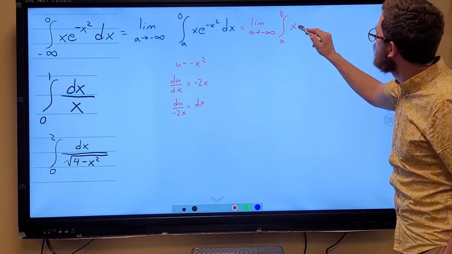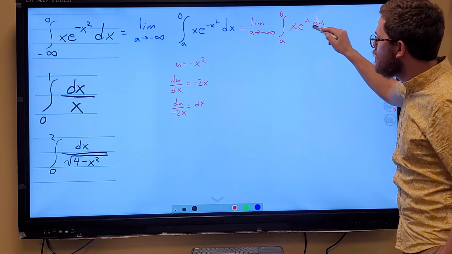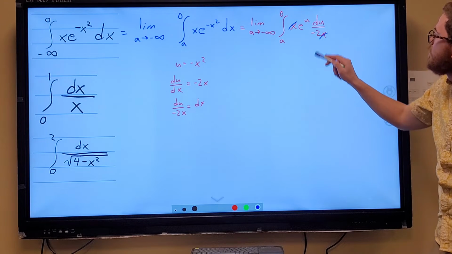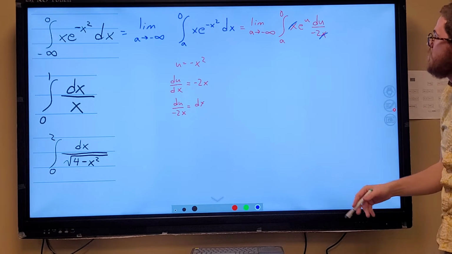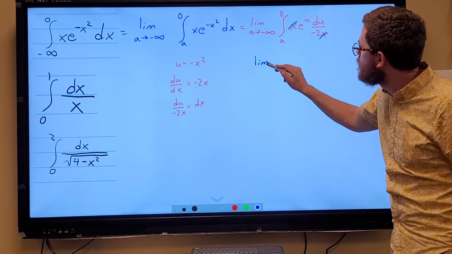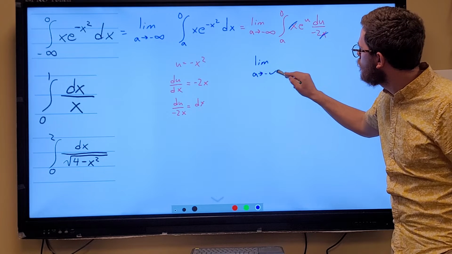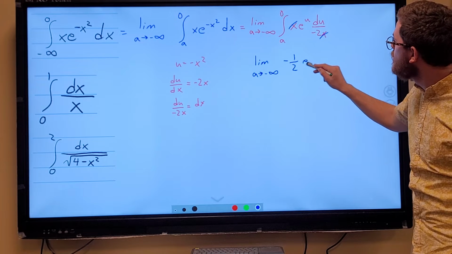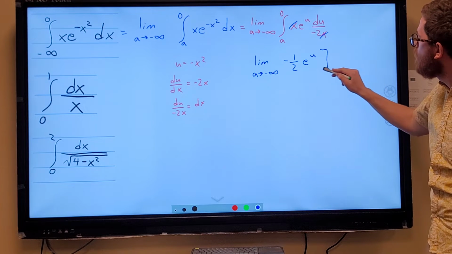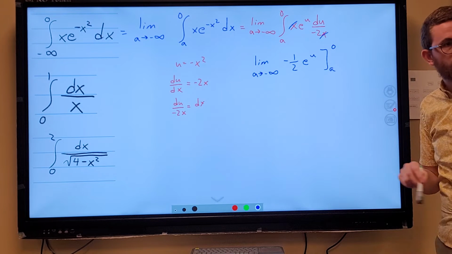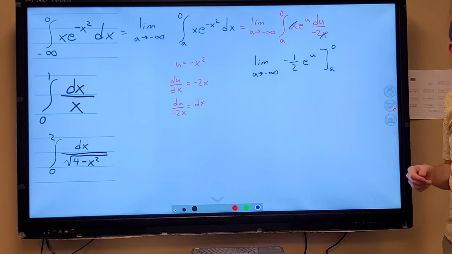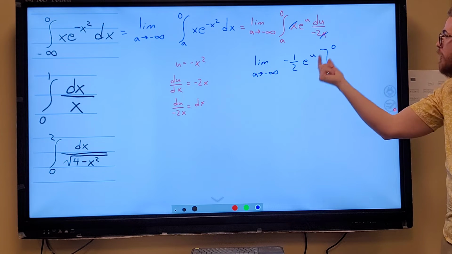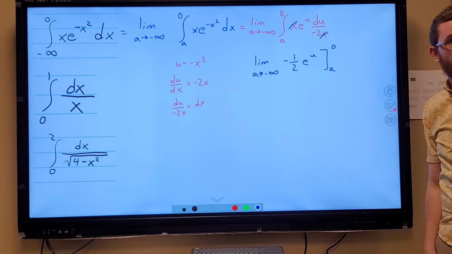So we've got x e to the u du over negative 2x. The x's can cancel out. We can factor out the negative 1/2, and we can finally integrate. That's going to be a negative 1/2 e to the u. When we factor out that negative 1/2, e to the u integrates to be e to the u when we're integrating with respect to u.